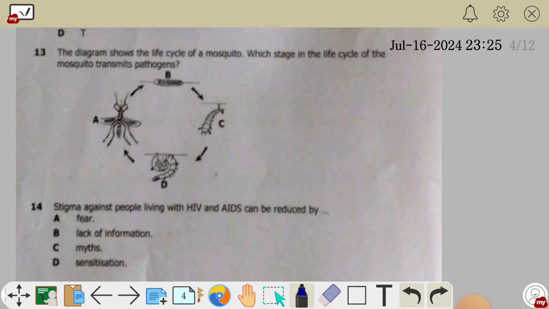So the adult mosquito carries pathogens, and when you are bitten by a mosquito, it will inject a certain stage of the Plasmodium falciparum parasite in the blood. Okay, so the adult mosquito is the one which transmits pathogens. So in this case, the correct answer is A.